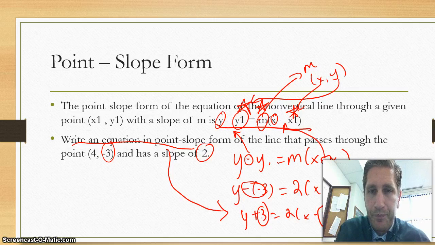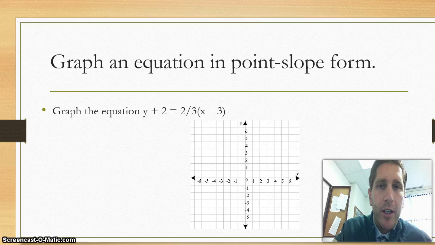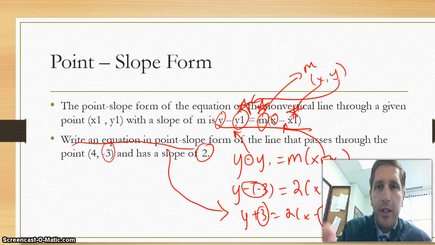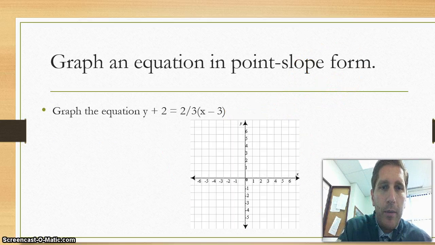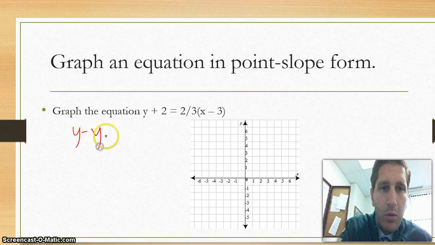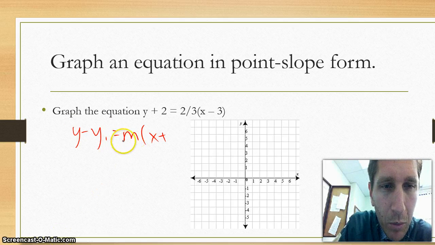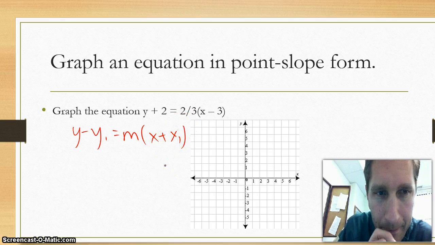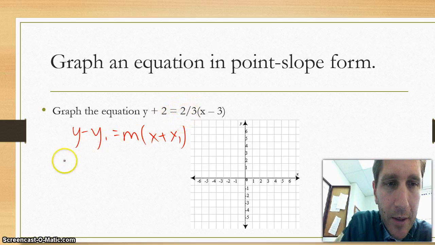You'll see why right now. So this is graph the equation y plus 2 equals 2/3 parentheses x minus 3. And we can graph it by getting out the information we need. If we go back, we know that we need the slope and the ordered pair. So going back here, we know that y minus y1 equals m parentheses x minus x1. And then plug the information in. So we can see that our m is automatically 2/3.